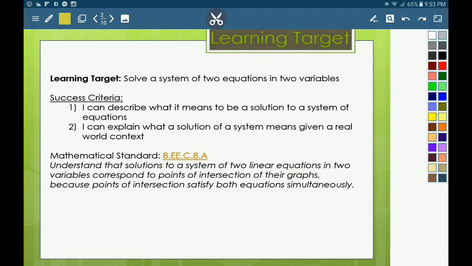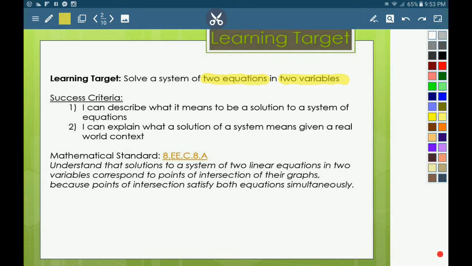Yes, we're going to learn what it means to be a system. Our learning target is going to be to solve a system of two equations in two variables. I'm going to actually highlight that. That's basically what a system is. It is a set of equations, so multiple y equals mx plus b's, or they could also be in other forms, but you're going to see two equations.